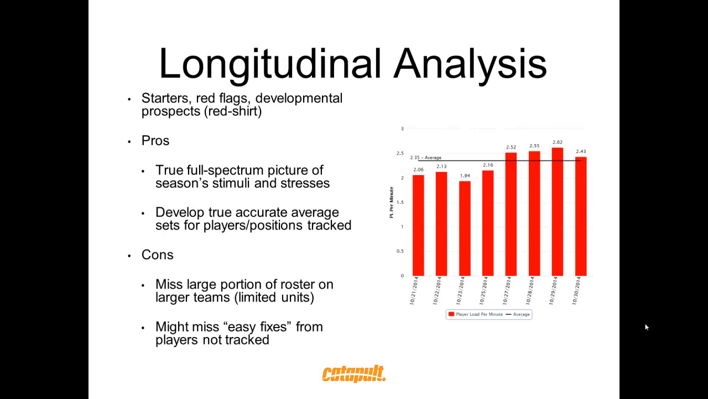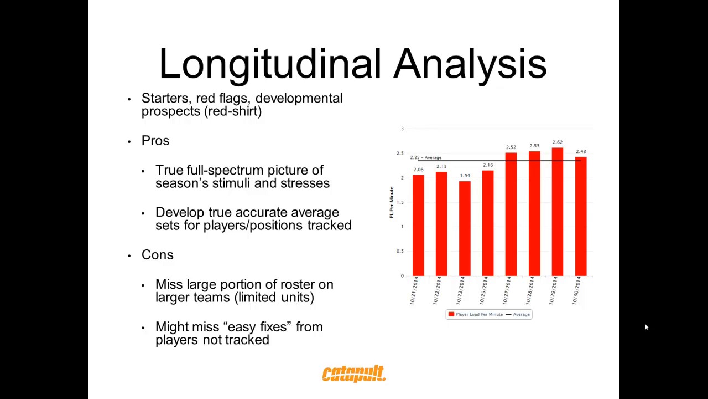There's pros and cons of both longitudinal analysis as well as cross-sectional. We're going to dive in right now to what those actually are. Longitudinal analysis is very beneficial if you have key players that you need to keep a very close eye on. So starters, your all-stars on your team, or your red flags or developmental prospects. So there's several different lines of thought. Do you want to keep your best guys healthy? Do you want to keep a very close eye on those returning from injury? Or do you want to have the most data for your potential all-stars in their future?